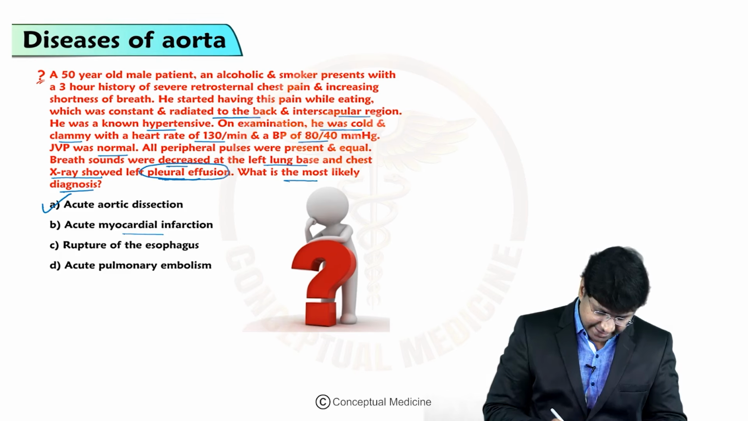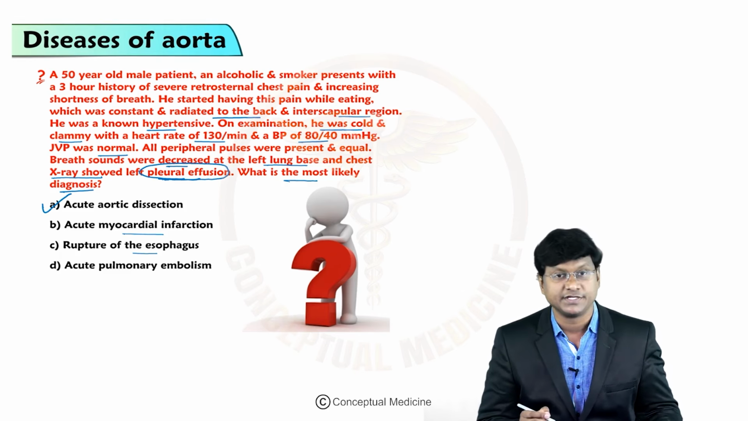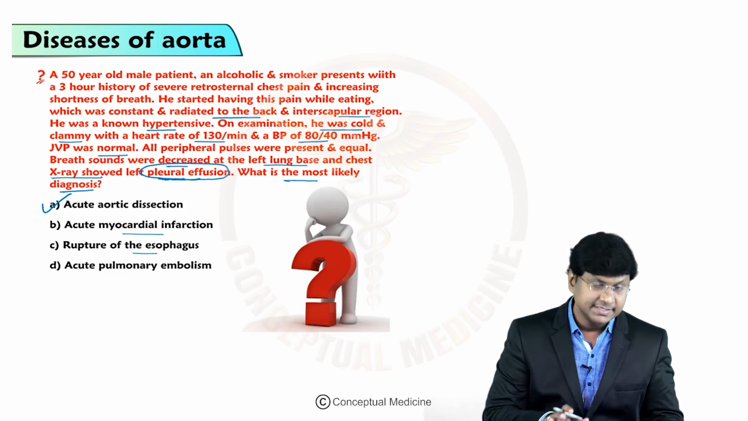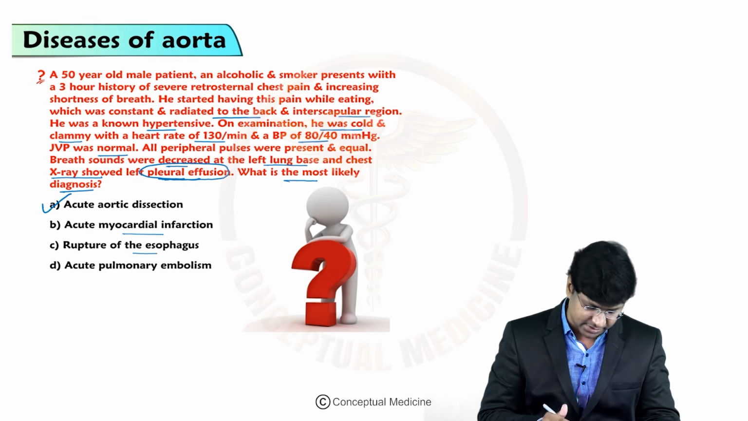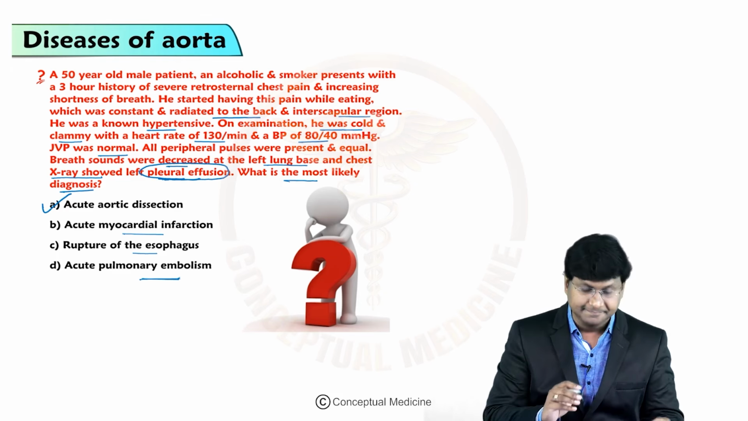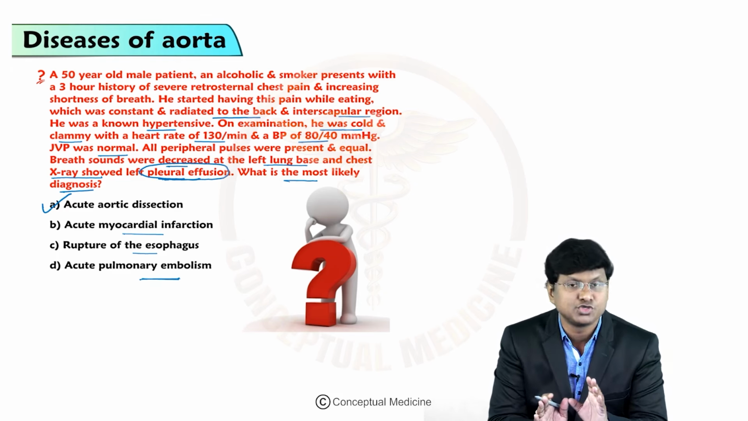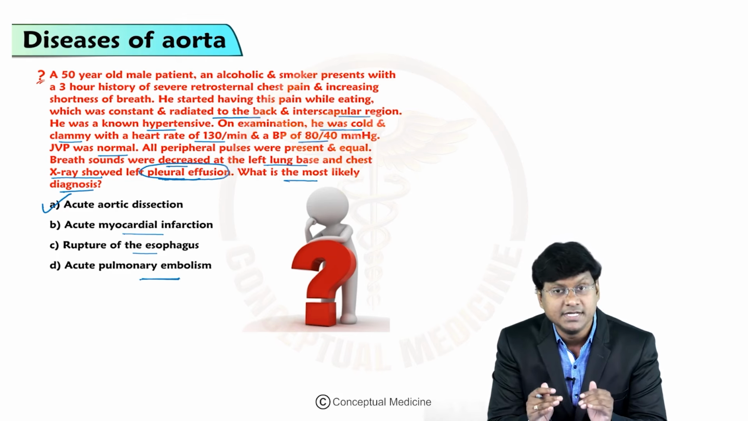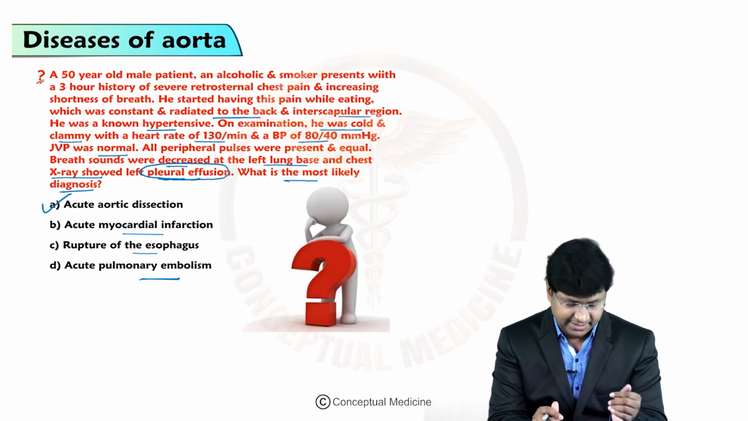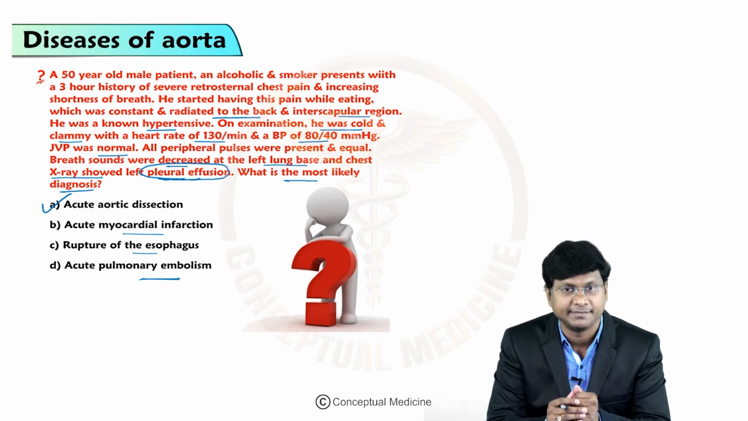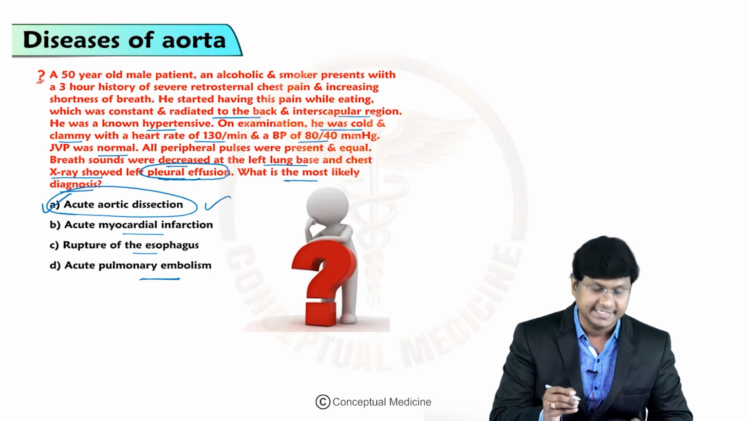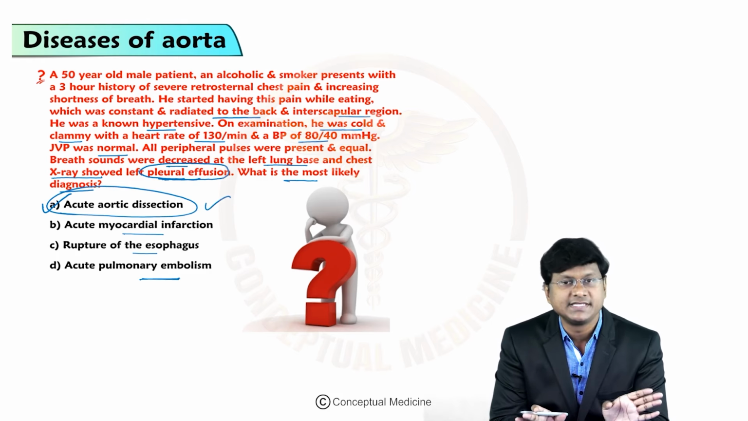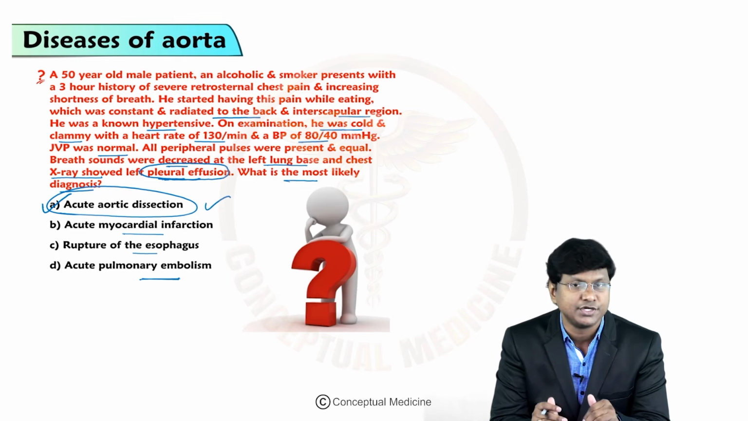Whereas in case of rupture of the esophagus, this will not be the clinical presentation. The individual can also have hematemesis. And in acute pulmonary embolism, chest pain will not be the most common symptom. In acute pulmonary embolism, sudden onset dyspnea will be the symptom. So that is the reason why the answer to this question is acute aortic dissection. So with this, I will wind up this very important topic, aortic dissection. Thank you very much.